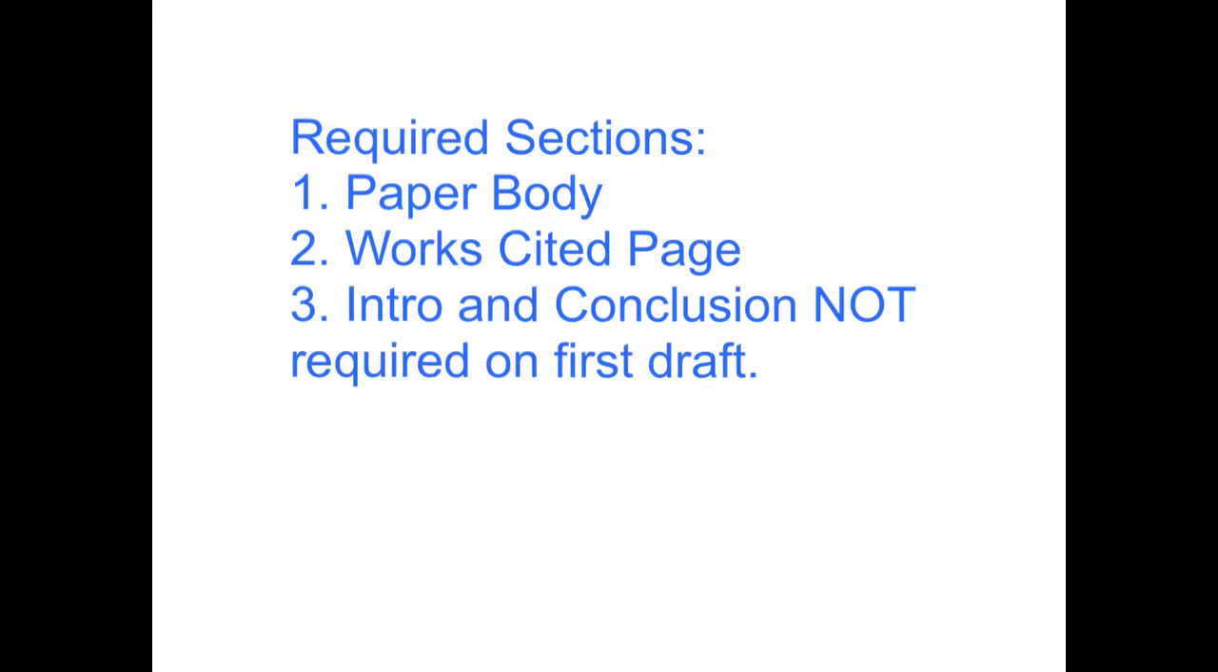Okay, so let's talk about what you are required to have for your first draft. Basically, you need to have the body of your paper, so the whole research section of the paper. You also need to have your works cited page. That's going to be really important. And remember, your works cited page is basically your bibliography. It's all the works you cite within your paper. Also important to note that your introduction and conclusion are not required on the first draft. Obviously, they'll be required on the final draft, but for this draft, you don't have to have them.